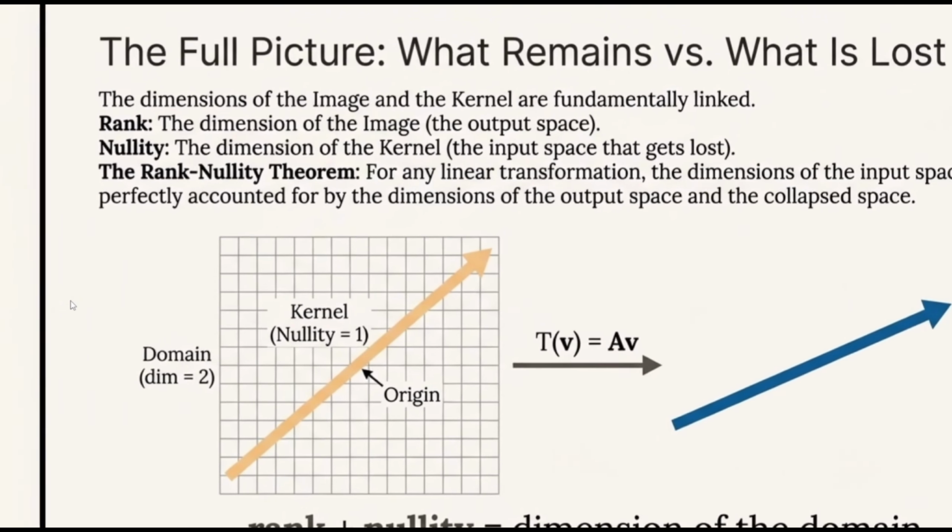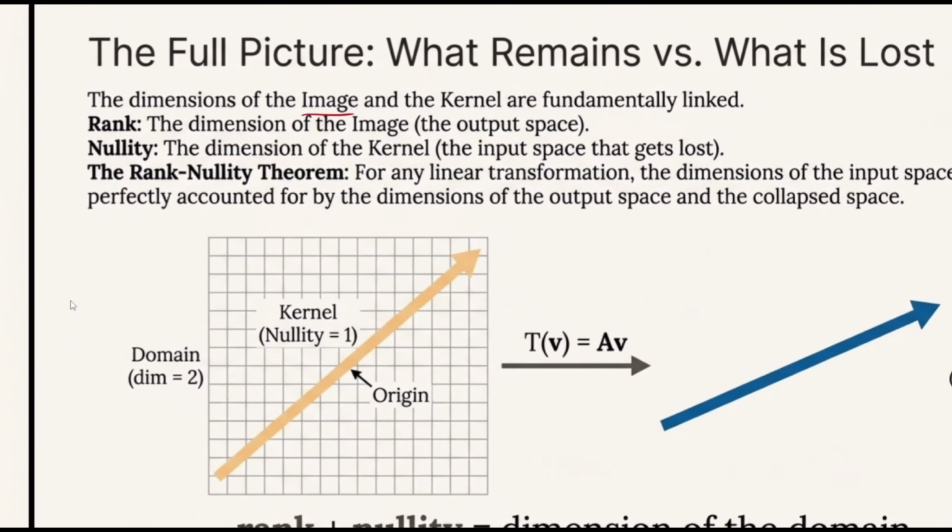The dimensions of the image, the one that we are going to have at the end, and the kernel, the one that we are going to lose, are fundamentally linked. Again, what was rank? Rank is the dimension of the image, the output space. Whatever you have over here shows how many dimensions you have, and that is what we call rank. What is nullity? Nullity is the dimension of the kernel, the input space that gets lost. In the previous example, the y-axis was getting lost, so we call it nullity.